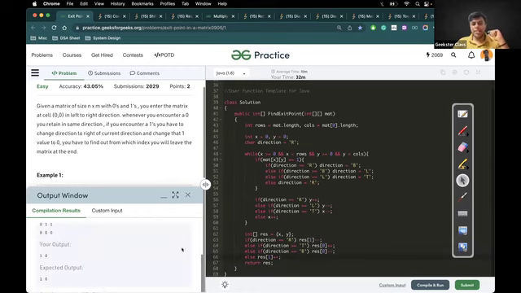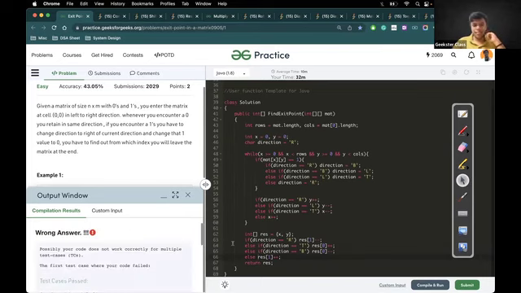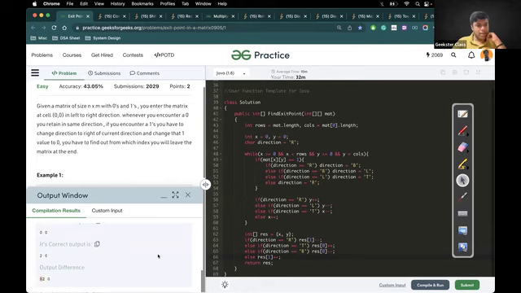We can do it in less number of lines, less code using modular arithmetic, but that I am not showing you currently. And there is some wrong answer. Okay, so the output is 0, 0. The correct output is 2, 0.